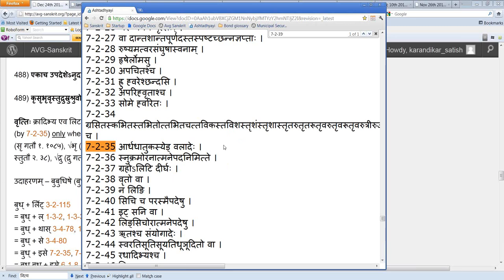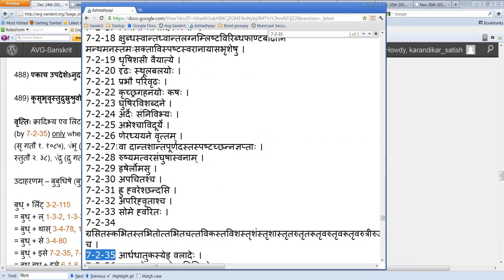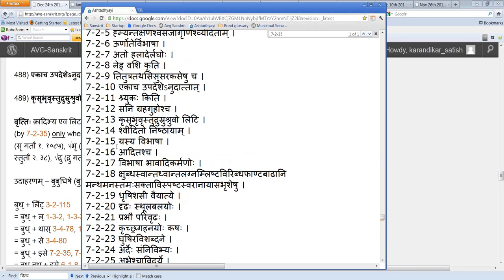And the first step, so please make a note of this: whenever you think of 7.2.35, ardhadhatukasyed valadeh, immediately make it a point to check 7.2.10. Because 7.2.10 is going to stop 7.2.35 in a number of cases. So whenever you think of 7.2.35, immediately check 7.2.10. Okay, what is 7.2.10? 7.2.10 says Ekacha upadeshanudatta.